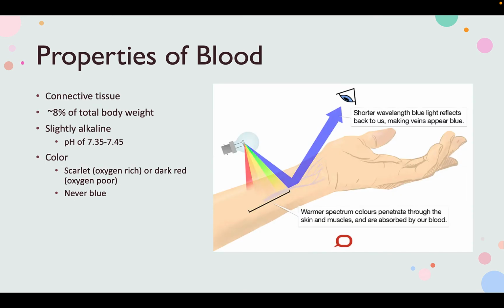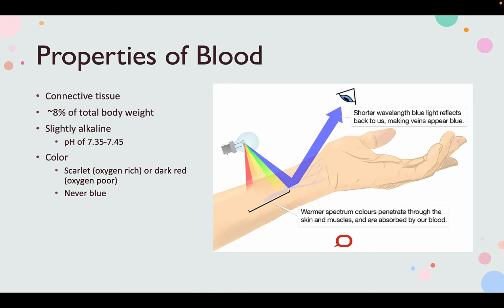Properties of the blood: like we discussed in our tissues lecture, it is a connective tissue. It is approximately 8% of your total body weight. It's a little alkaline, so it's like a 7.35 to 7.45, typically in that range. Anything above that is an issue, and anything below that is also an issue. And the color of your blood is scarlet if it's rich in oxygen, or darker red when it's not so rich in oxygen. It's never actually blue.